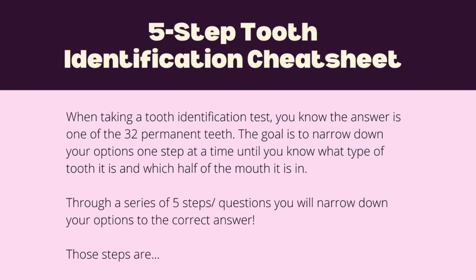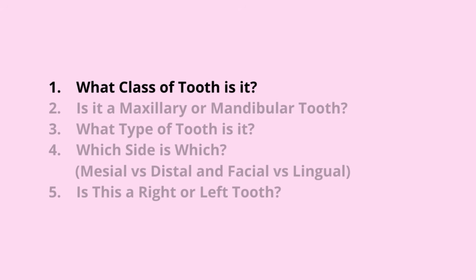And those steps are: step 1, what class of tooth is it? Step 2, is it a maxillary or mandibular tooth? Step 3, which type of tooth is it? Step 4, which side is which, aka which side of this tooth is mesial versus distal, and which side of this tooth is facial versus lingual. Step 5, is this a right or left tooth?